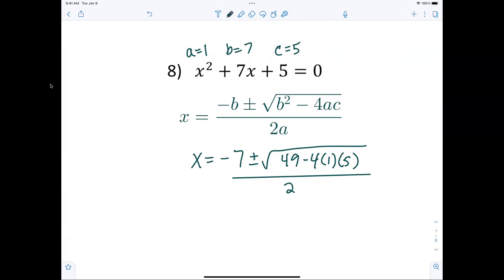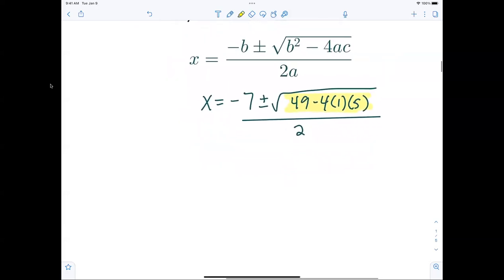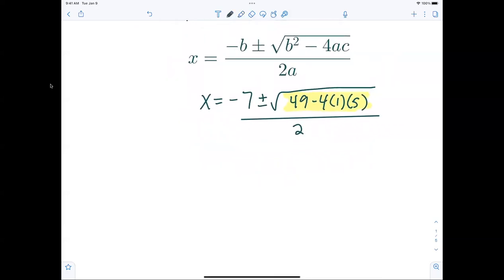Now, what's underneath the radical is called the discriminant. So I need help. What is that right there? What is that answer? Negative 29. X equals negative 7 plus or minus the square root of 29 all over what? All over 2. Is everybody okay with that?